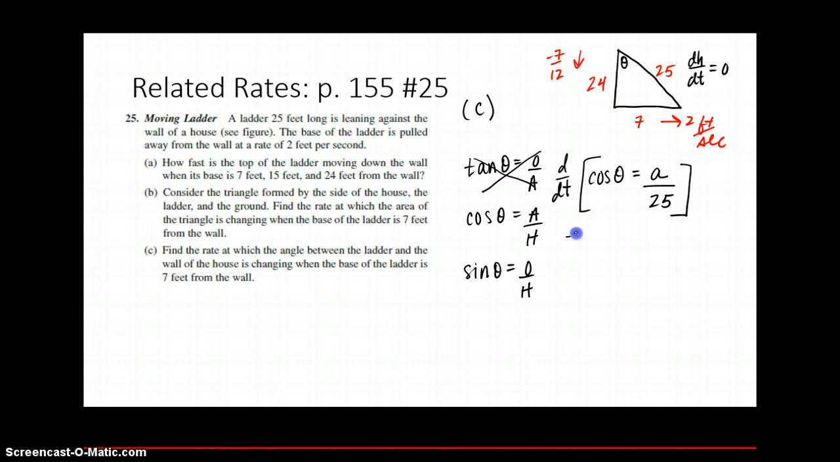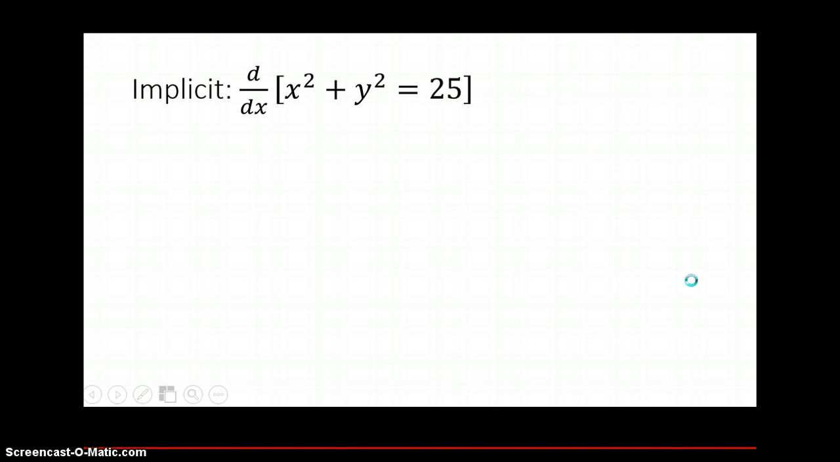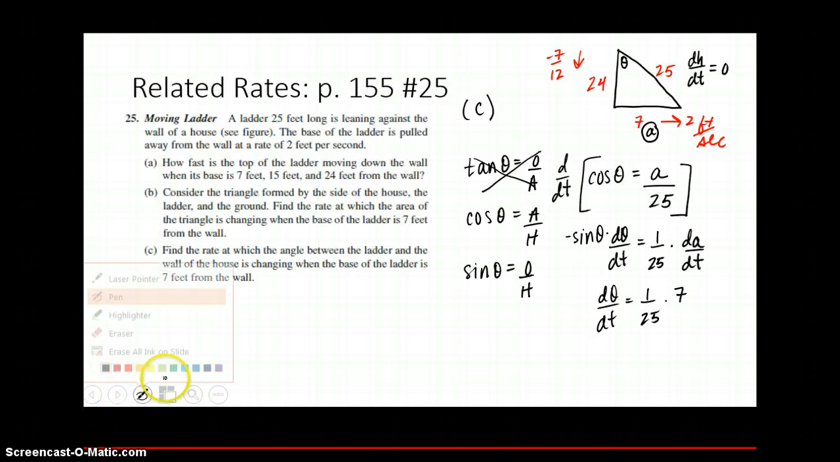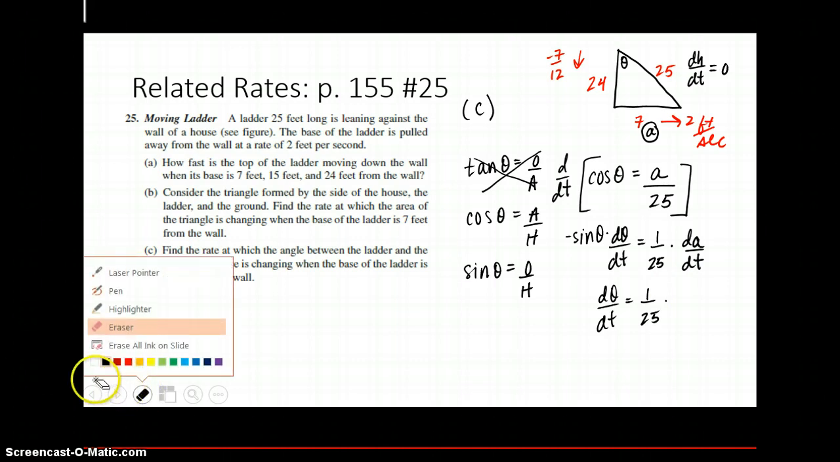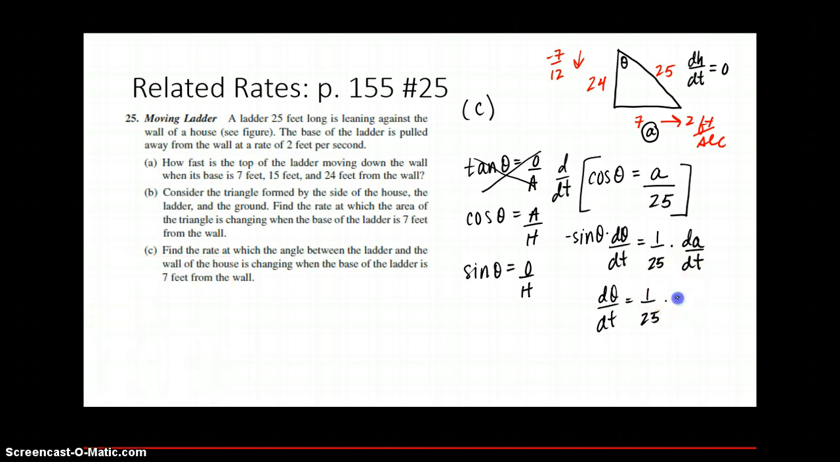Derivative of cosine, negative sine of theta times d theta dt. Dividing by 25, that just puts 1/25 as a coefficient times the rate of change of A. Alright, so we're going to call this A. We're looking for d theta dt, the rate of change of the angle. I have 1/25 times 7. Oops. That's not 7, that's the length of the side. So the rate of change of that length is 2.